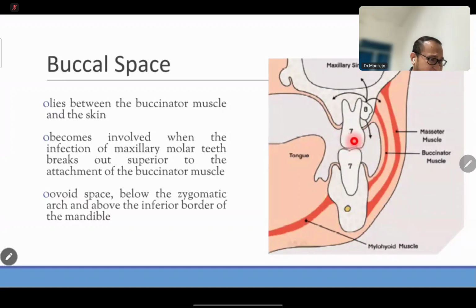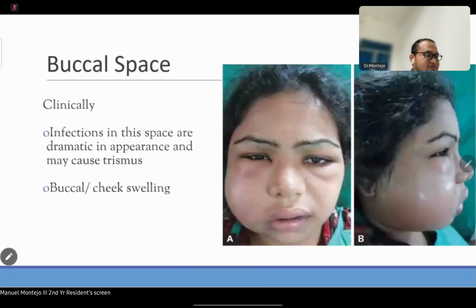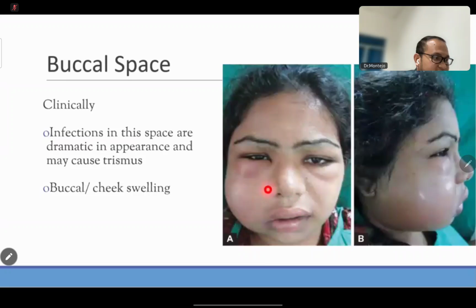So any infection would result in accumulation or spread through this space. So this space is ovoid, no? Then it extends superiorly to your zygomatic arch and above the inferior border of your mandible. So clinical presentation, the cheek is swollen, no? Superiorly, it can reach, and oftentimes it can lead to periorbital cellulitis, which we have just started.